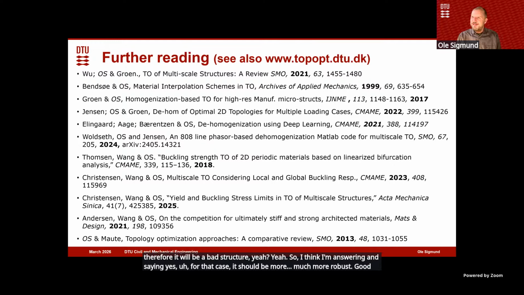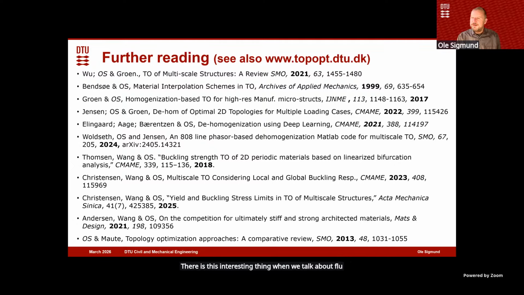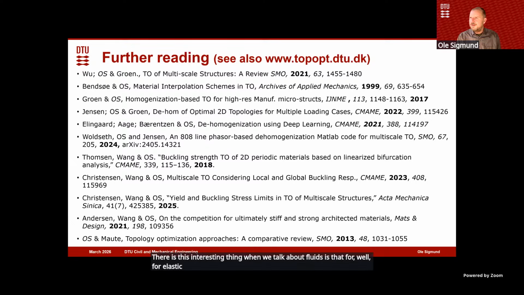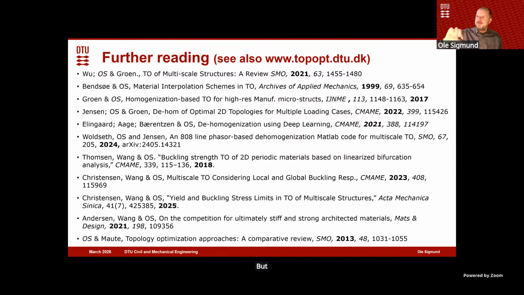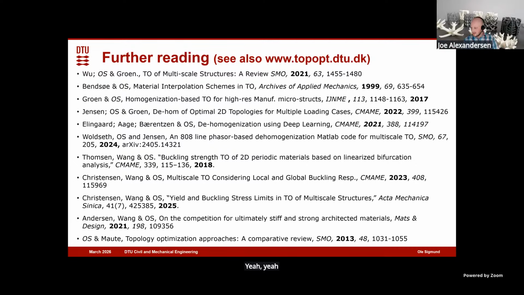Good point. There is this interesting thing when we talk about fluids: for elasticity, the effective properties don't change with regard to the periodicity I impose, but in fluids, the permeability depends strongly on the length scale. So in fluids, you should in principle include the realization of the periodicity in your optimization, because the structure is changing. And I think you did some studies on that in your papers, right, Joe? Yeah.